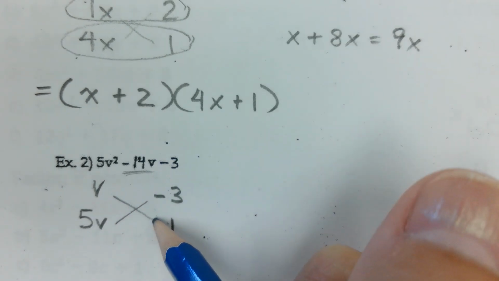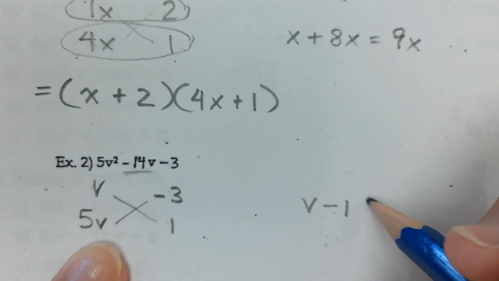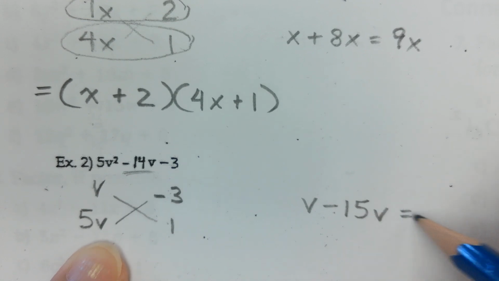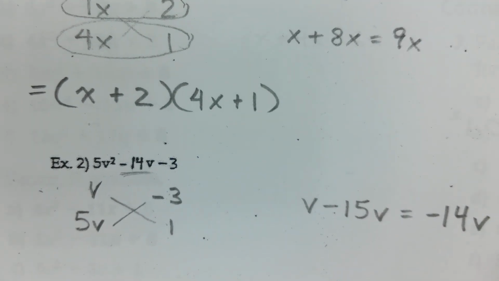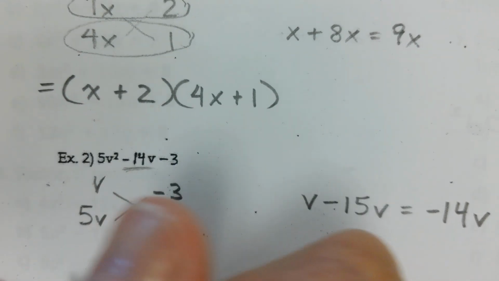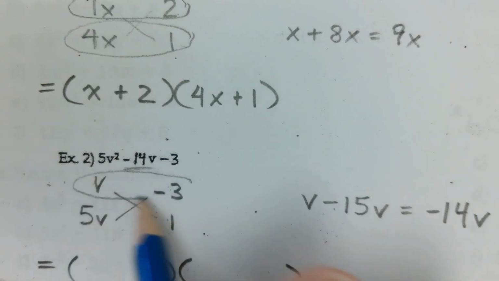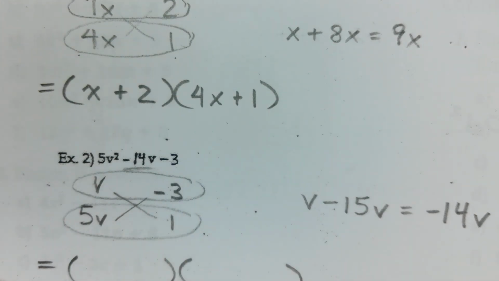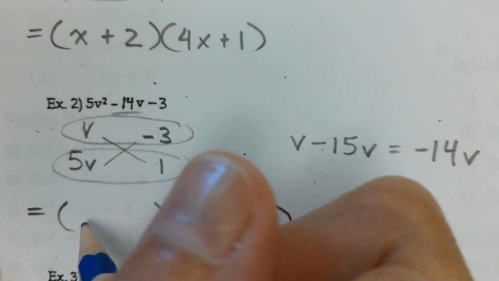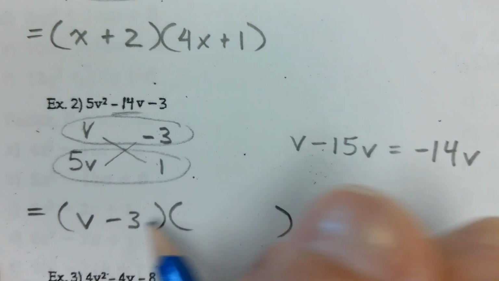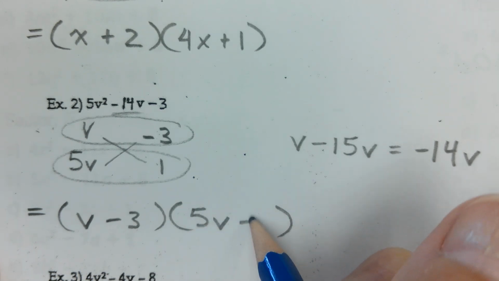Okay, what happens when we cross multiply? V minus 15v gives us negative 14v. Is that what we want? Yep. And so what are my two brackets then? Remember, you write it across. Aryan? V minus 3 times 5v. Perfect.